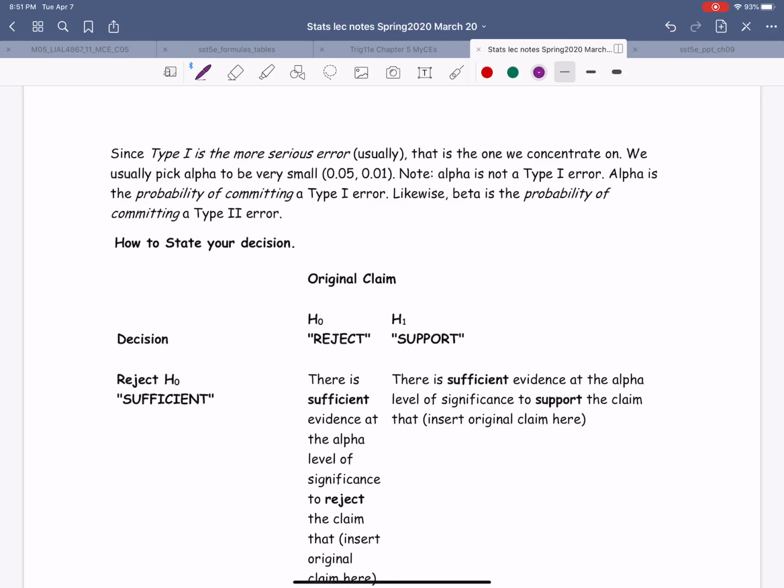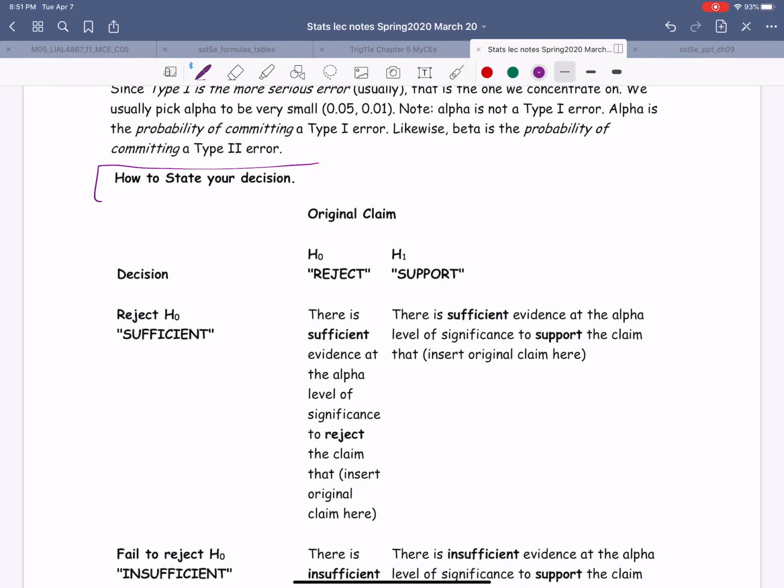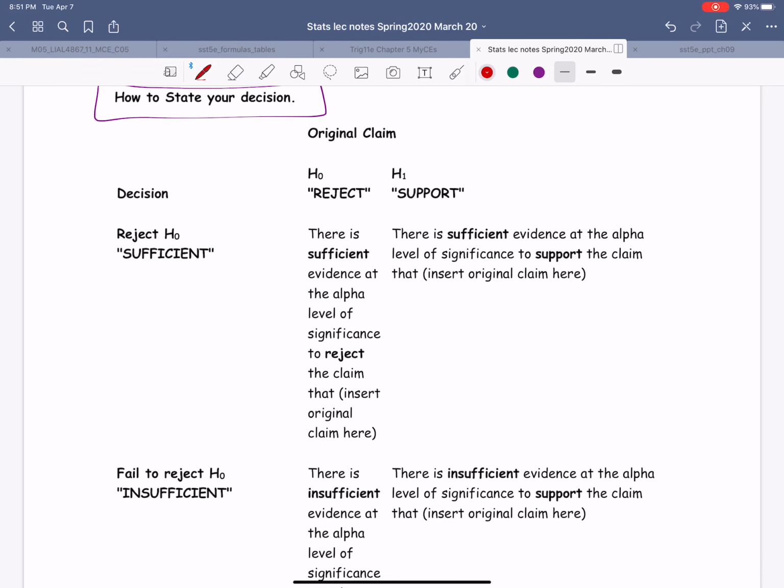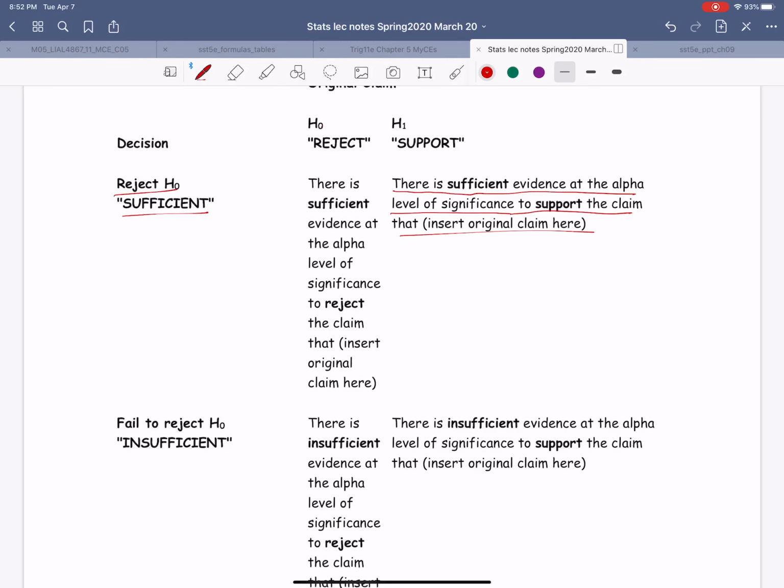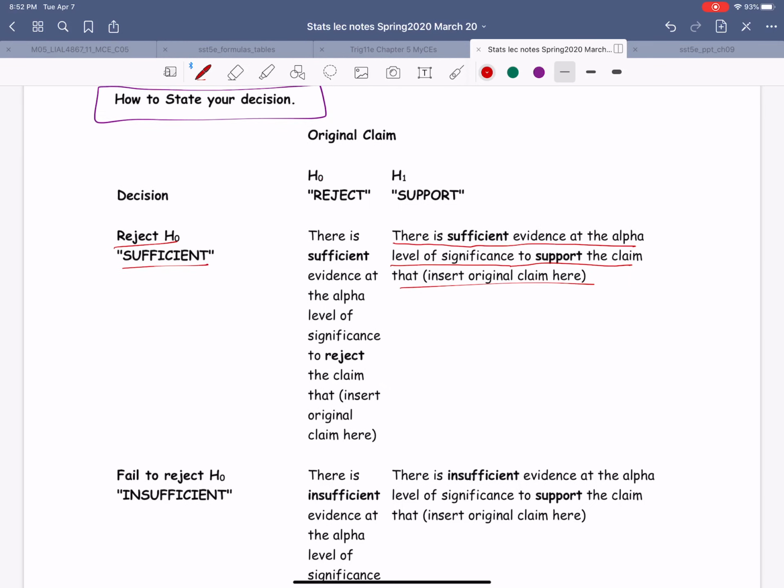How to state your decision, very, very important. If your original claim is H naught and you reject H naught, then there is sufficient evidence at that alpha level of significance to reject the claim. If H1 was your original claim and we reject H naught, then there is sufficient evidence at alpha to support the claim.